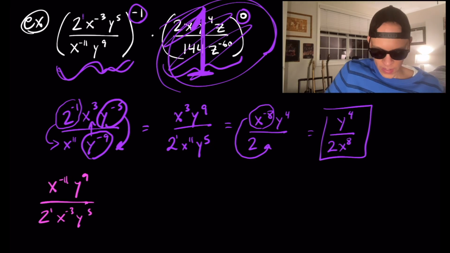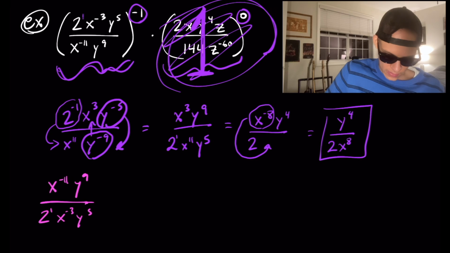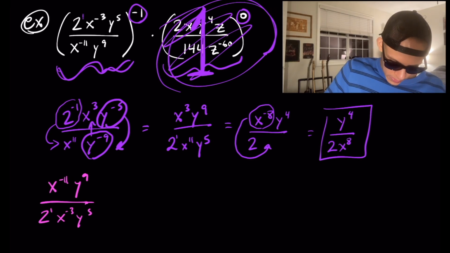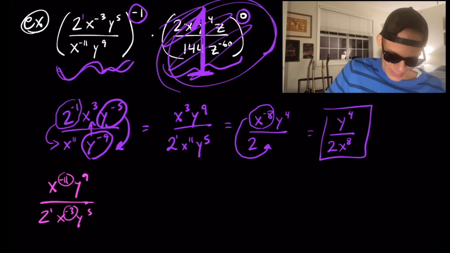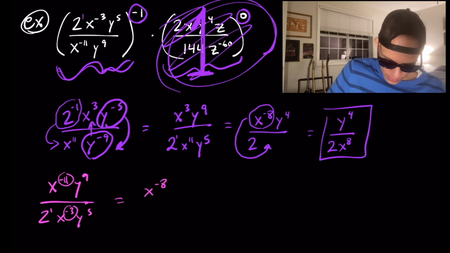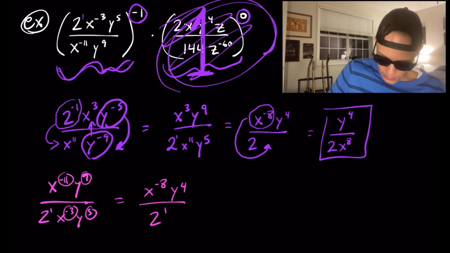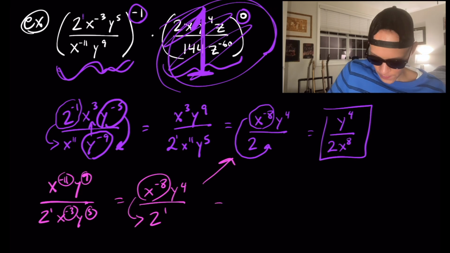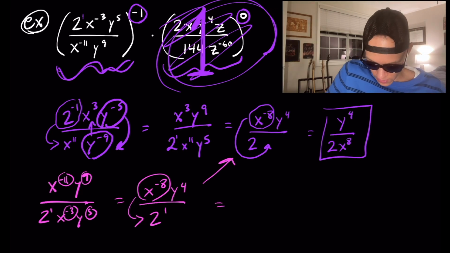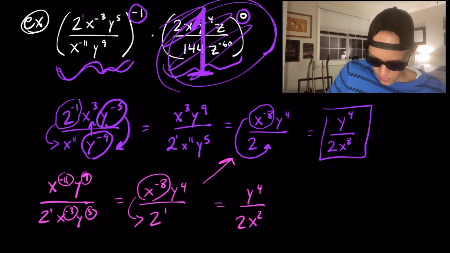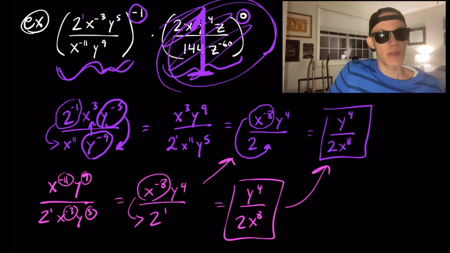And then now I can do my simplifying here. So -11, right, minus -3 is going to give me x to the -8. 9 minus 5 is going to give me y to the 4th, all over 2 to the 1st. Again, that's looking exactly like that one. So we'll take that x to the -8th, move it down, and we'll have y to the 4th over 2 to the 1st times x to the 8th, and get the exact same thing.